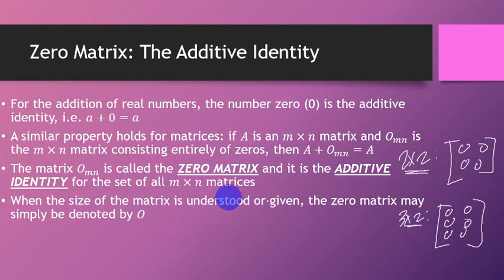Now, when the size of the matrix is understood, the zero matrix may simply be denoted as O. Or if we need to identify the size, it should be O sub mn. In some books, they just use 0 sub mn. But it's better to use the letter O to show that it is a matrix, because remember, we denote matrices with capital letters.